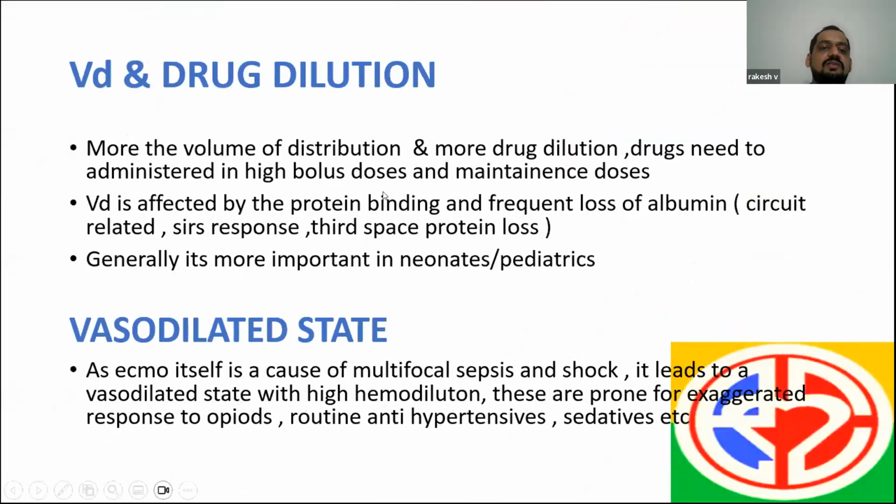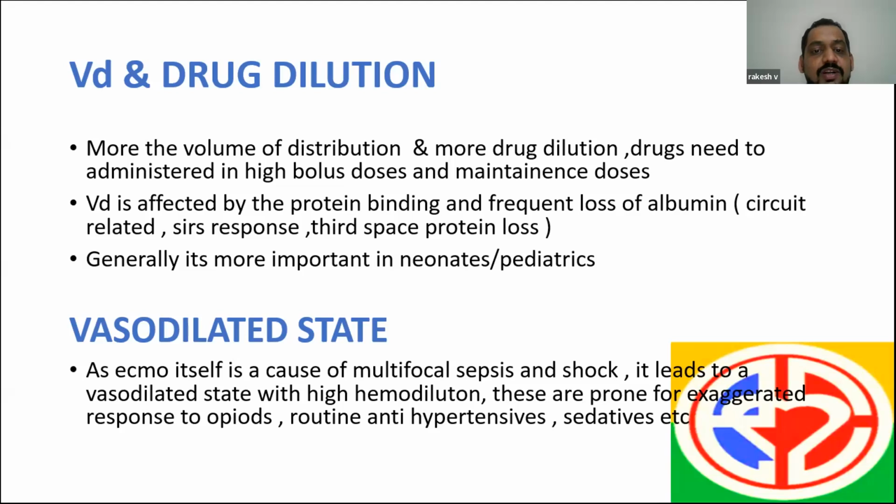Volume of distribution. Once the patient is on ECMO, your whole circuit will have around 700 to 800 ml of priming volume. So your volume of distribution increases significantly once the patient is on ECMO, and more drug dilution happens. So drugs need to be administered in higher bolus dosages and maintenance dosages too. And again, the volume of distribution is affected by protein binding. Once the patient is on ECMO, because of the extracorporeal circuit, there is a frequent loss of albumin, so the protein binding of the drug will come down and the free drug will increase.